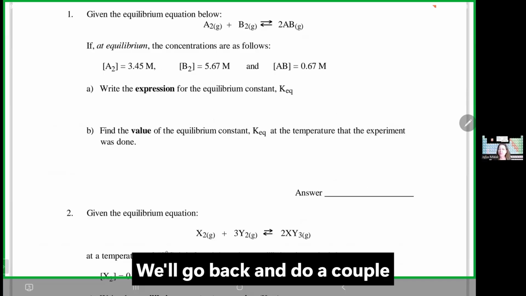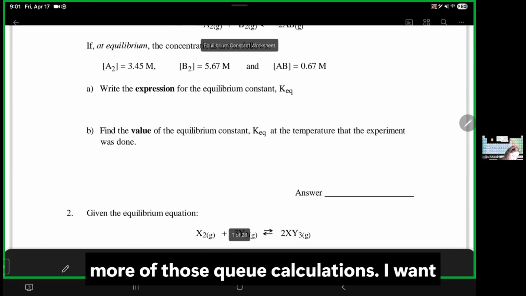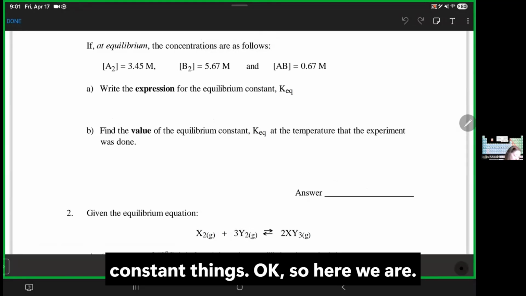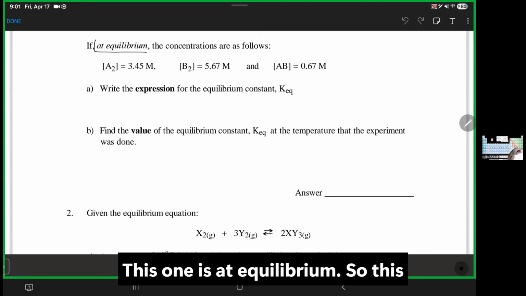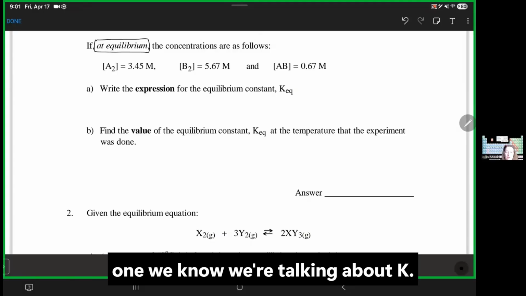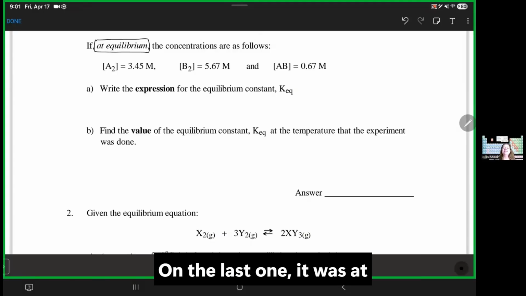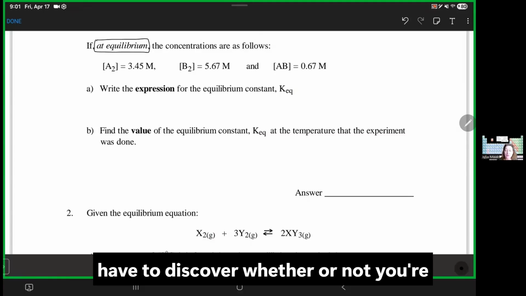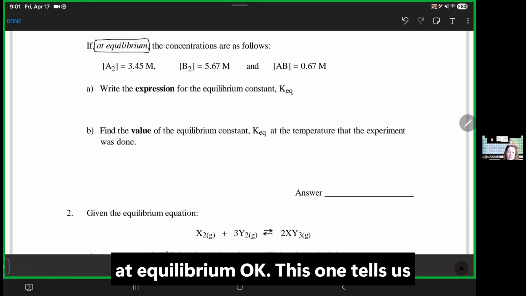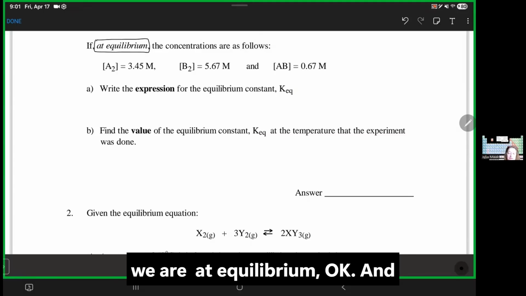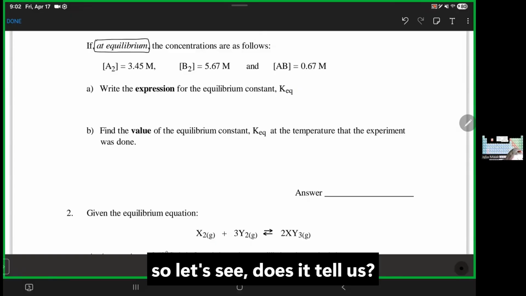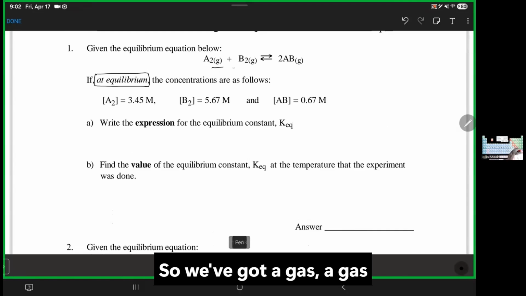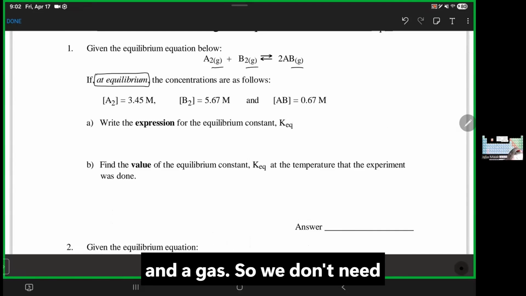We'll go back and do a couple more of those Q calculations. I want to do some just general equilibrium constant things, okay? So here we are. This one is at equilibrium. So this one we know we're talking about K. On the last one, it was at some point in the reaction, which you have to discover whether or not you're at equilibrium, okay? This one tells us we are at equilibrium. Oh, it does give us an equation. So we've got a gas, and a gas, so we don't need to cross any of them out.